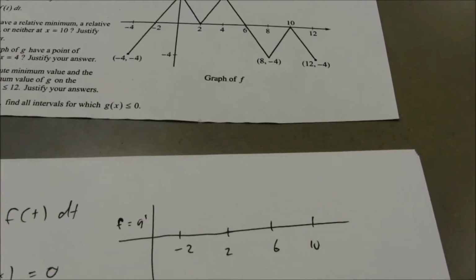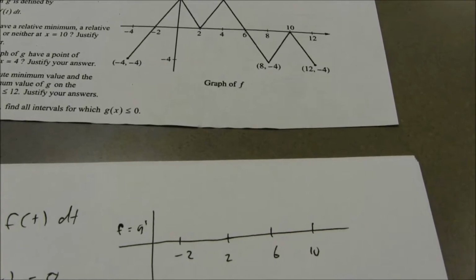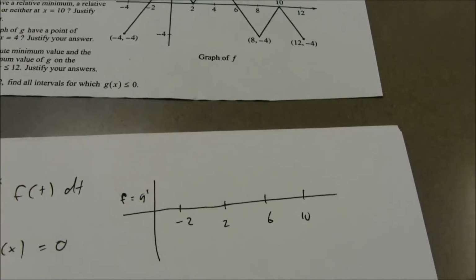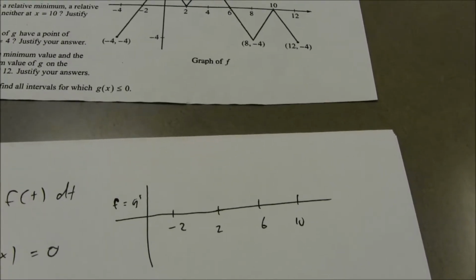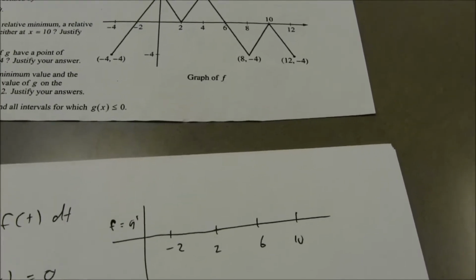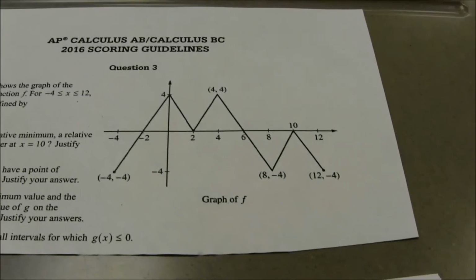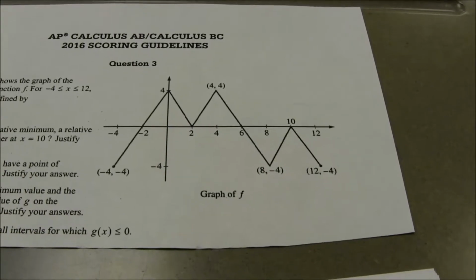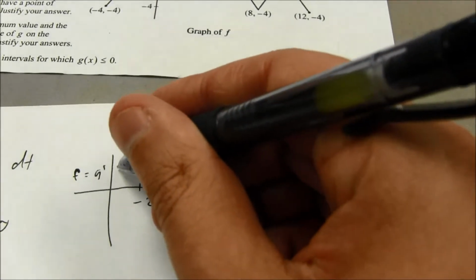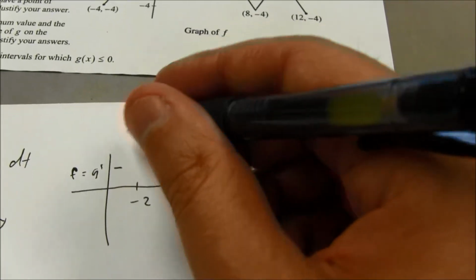Remember, I care about the derivative being positive. That tells me the function g is increasing. Or I care about g prime being negative, and that tells me that function g is decreasing. So g prime is the same thing as f. So I'm literally just looking for positive and negative signs of function f. So notice that function f is negative all the way up to -2. So f is negative. That tells me that g prime is decreasing that interval.